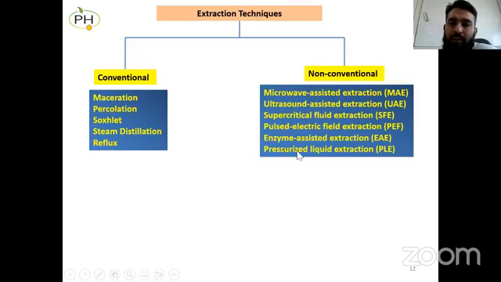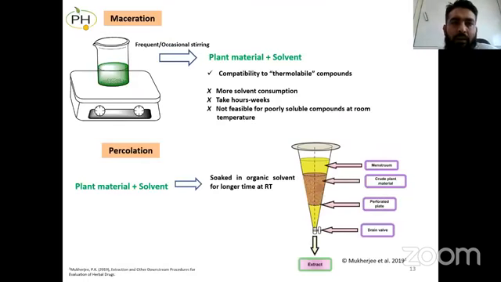Out of these 6 non-conventional techniques I have mentioned here, 3 are very widely used: microwave assisted extraction, ultrasound, and supercritical, which are very helpful to understand how things take place. First of all, maceration. Maceration is just putting your plant material, whether leaf, fruit, stem, bark, or root, in powdered form so the solvent can reach each and every place. Frequent stirring is preferred, but occasional stirring is okay.